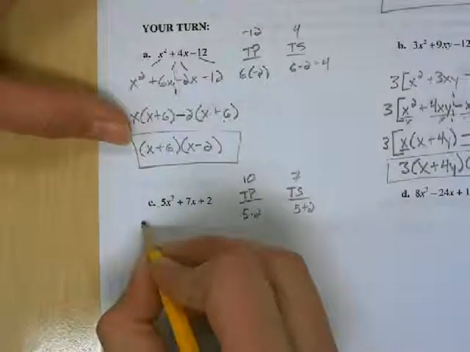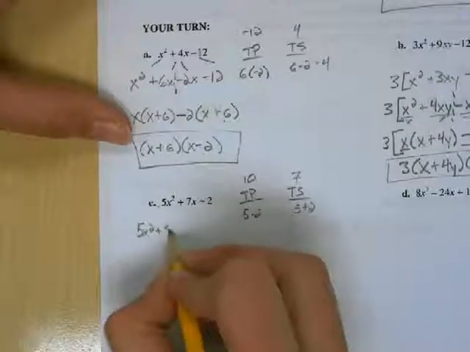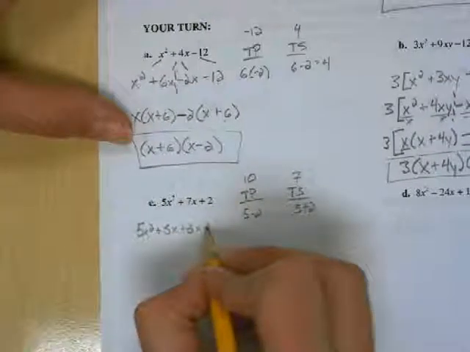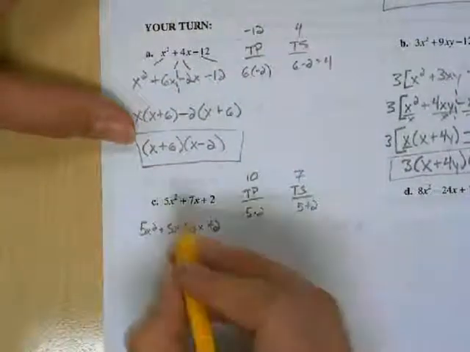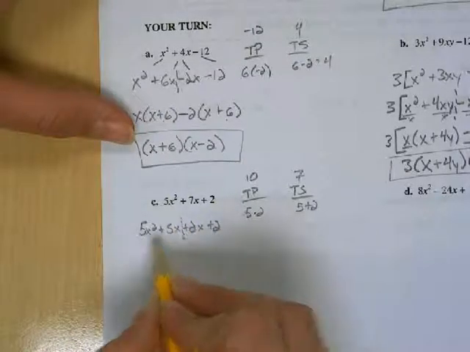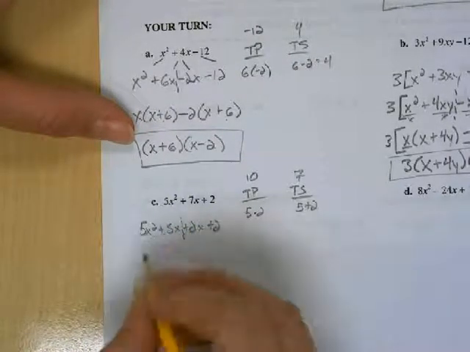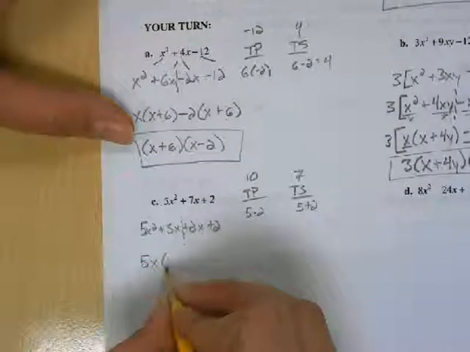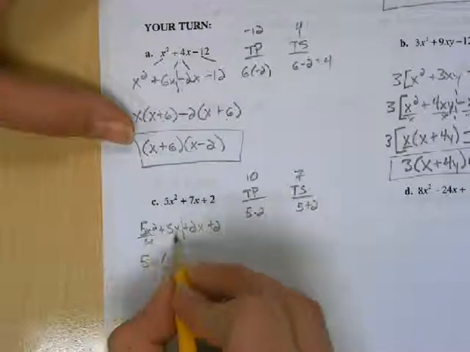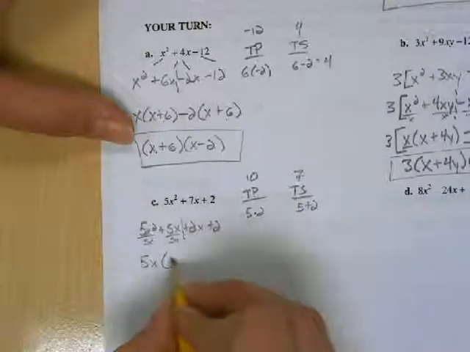Split the middle: 5x squared plus 5x plus 2x plus 2. When I factor by grouping, here I've got a 5 and an x in both, so I will take that out. If you need to, write it underneath. I'm left with x plus 1.